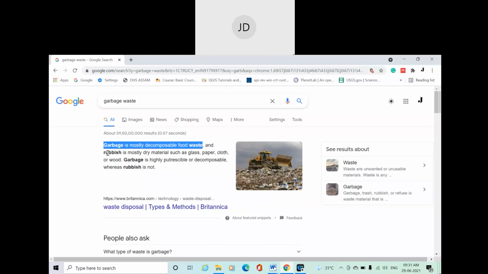But rubbish is mostly the dry material such as glass, paper, clothes, woods, all these things basically. The decomposition of that particular waste, rubbish waste, takes a long time. If you consider plastic, it will take million years. So it's a very serious matter. That's why we need management, how to maintain or sustain the effect of the garbage.